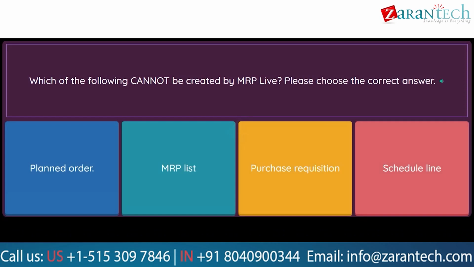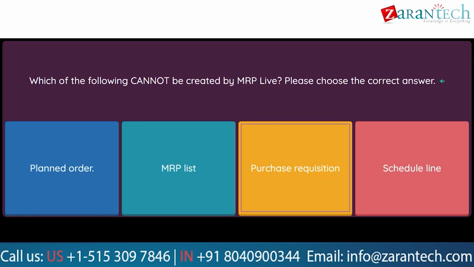Question: which of the following cannot be created by MRP Live? Please choose the correct answer. Option 1, planned order. Option 2, MRP list. Option 3, purchase requisition. Option 4, schedule line.